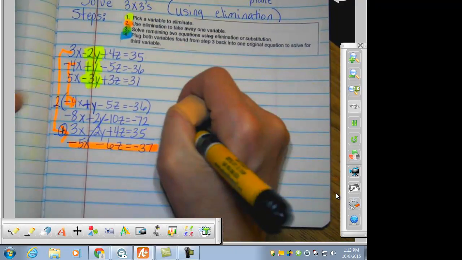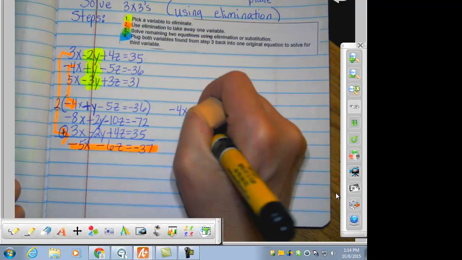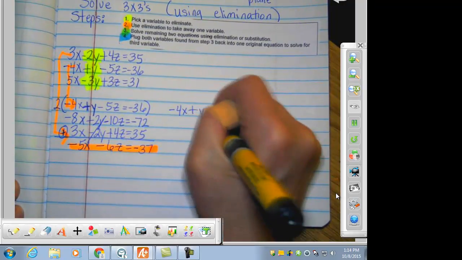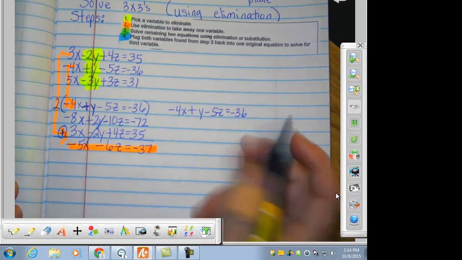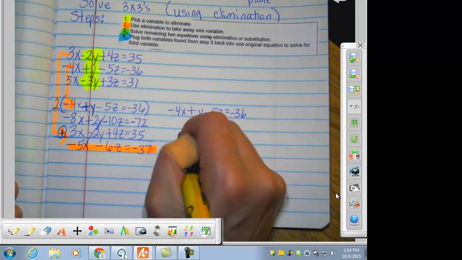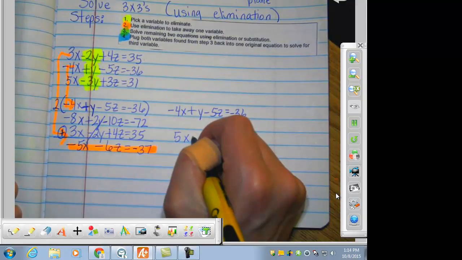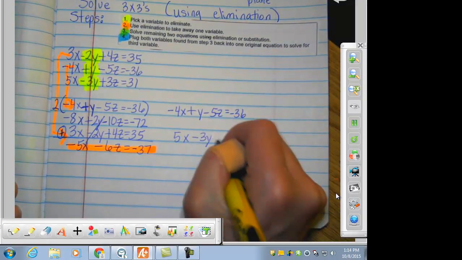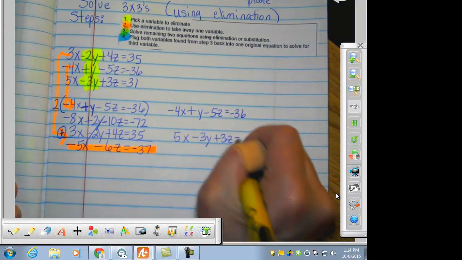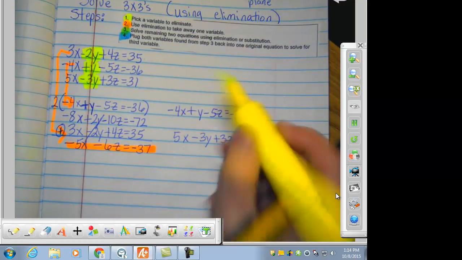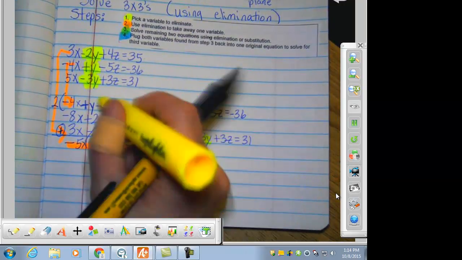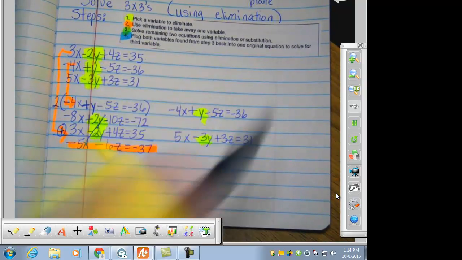So we have negative 4x plus y minus 5z equals negative 36. And the second equation was 5x minus 3y plus 3z equals 31. Again, I'm eliminating what letter? Because our goal is to get rid of the y's.